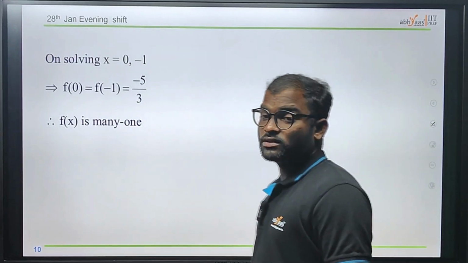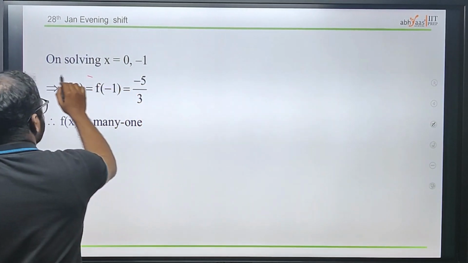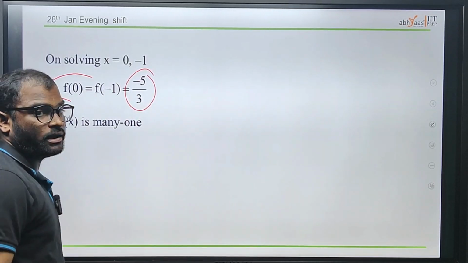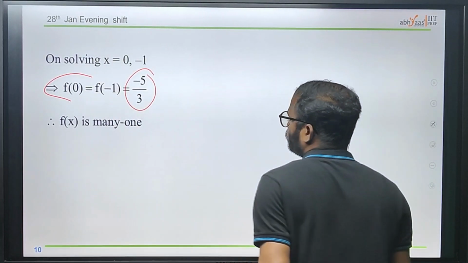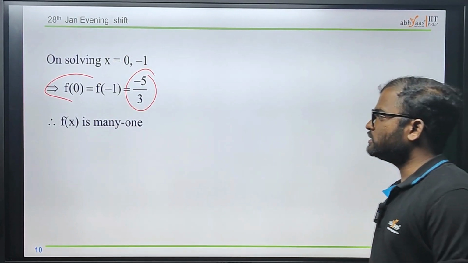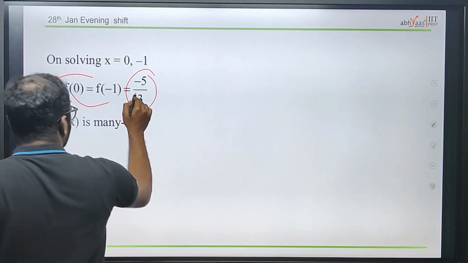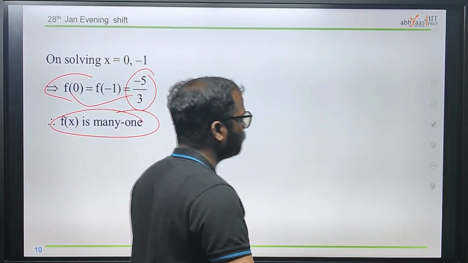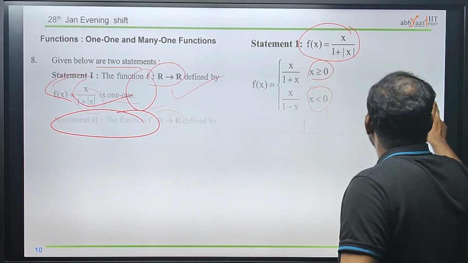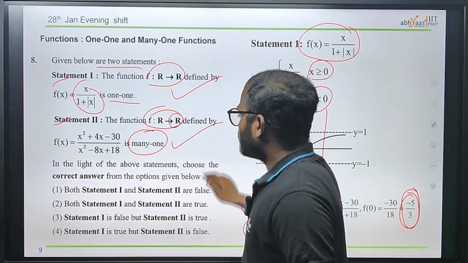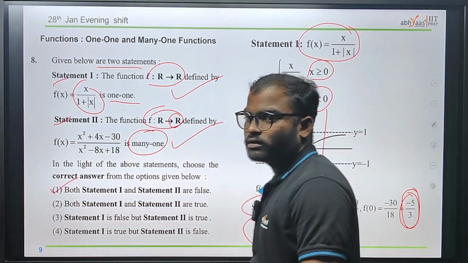On solving x equal to 0 and minus 1, we will get 0 and minus 1 both give minus 5/3. It means that two values give one value, which means it is many-one. Further, therefore we can say that this is also a correct answer. Therefore both statements 1 and 2 are correct.